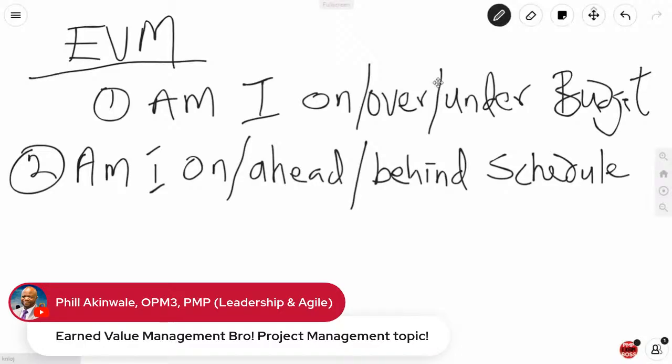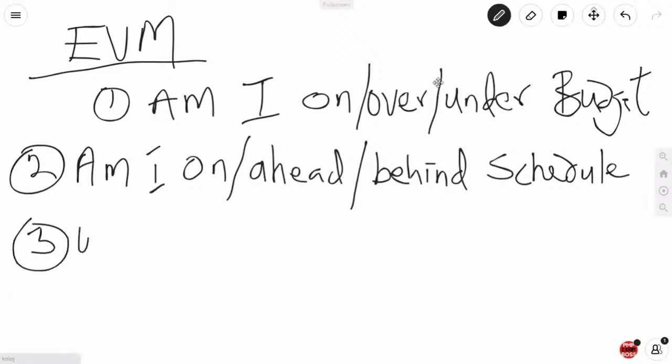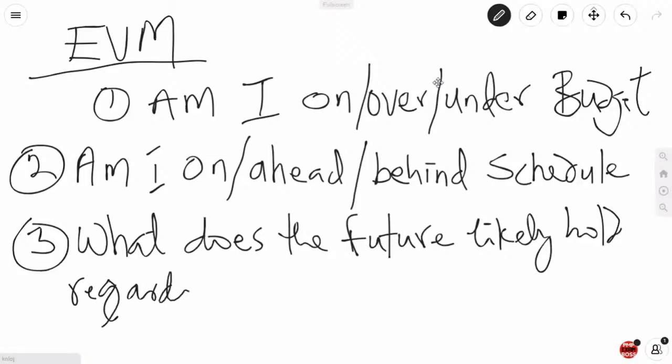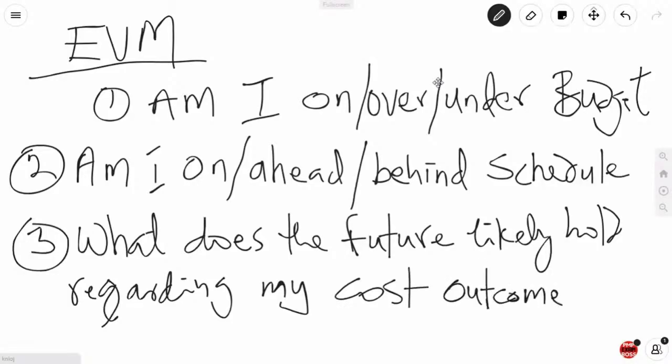EVM is going to help you address what does the future likely hold regarding my cost outcome. Okay? What does the future likely hold regarding my cost outcomes?